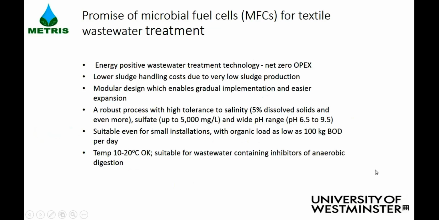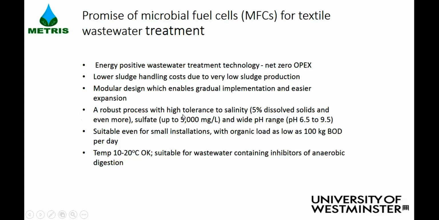So what are the advantages of microbial fuel cell systems for treating textile wastewater? The first one is that because you can potentially get electricity out, it can be an energy positive process. So effectively you could have net zero operational expenditure. Because it's an anaerobic based process, sludge yields are low, and hence there should be low sludge handling costs. You can scale it up in a modular way, and this is useful because it enables gradual implementation and easy expansion. For example, if there's a change in demand, or if there's an expansion in your processing operations.